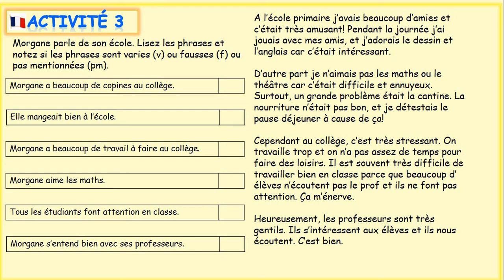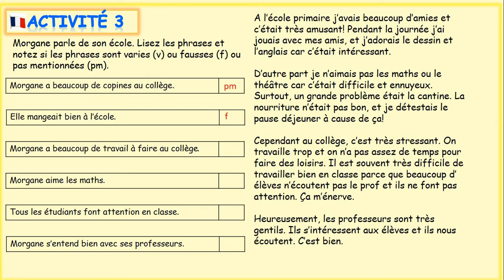Let's have a look at these answers then. Morgan a beaucoup de copains au collège. That one is pas mentionné. She doesn't talk about her friends at secondary school. She does talk about them at her primary school, but you'll notice this question is about secondary school. Elle mangeait bien à l'école. This one is faux. She said un grand problème était la cantine. La nourriture n'était pas bonne. So it was not good.